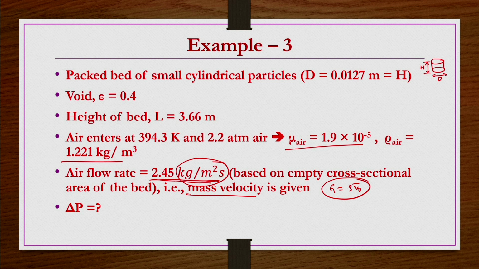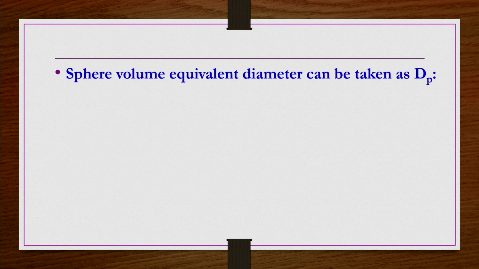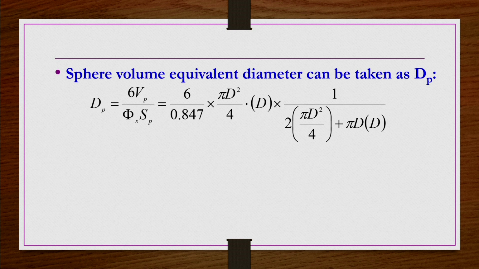First what we have to do is find the sphere volume equivalent diameter dp for these short cylinders, and then we have to find phi s. If we remember phi s, we can directly use it for the short cylinder. Sphere volume equivalent diameter can be taken as dp here, and dp is equal to 6 Vp by phi s Sp. Vp is nothing but the volume of the particle, Sp is the surface area of the particle, where the particle is now a short cylinder, and phi s is the sphericity of that short cylinder. For the short cylinder sphericity, we have already found it as 0.847, okay, in chapter 1.